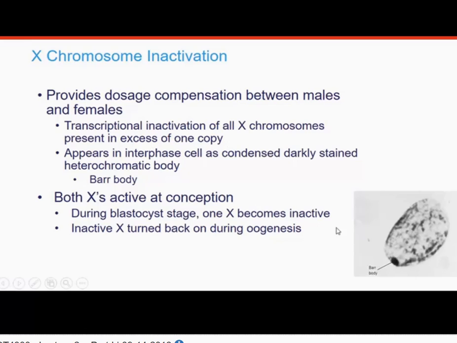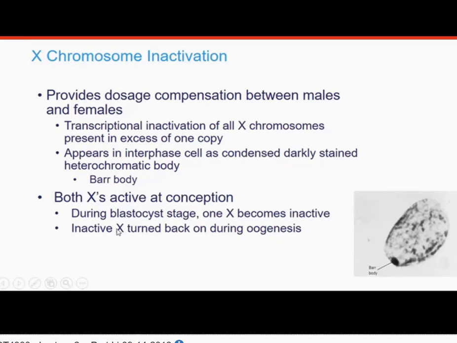The inactive X appears as a bar body, and this is an interphase cell from a female with a darkly staining body here that's called a bar body, after the scientist who discovered it. It is, though, important for female development that both X's be active at conception, and we'll talk about Turner syndrome. Is there a question? Oh, no, that's okay. Please feel free to stop me if you have any questions. We'll talk about Turner syndrome, where the females only have one X, and you'll see how that individual does not develop totally normally like a normal female.